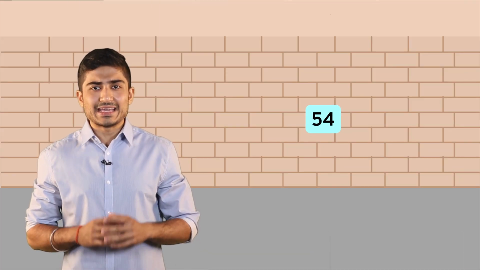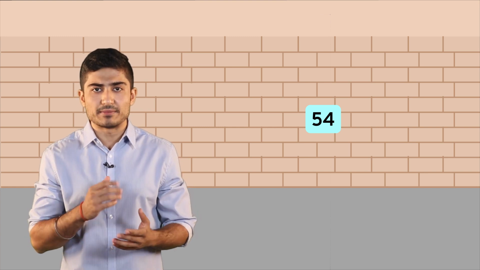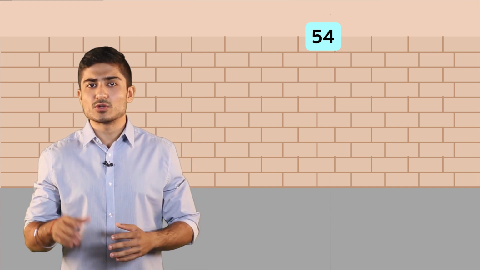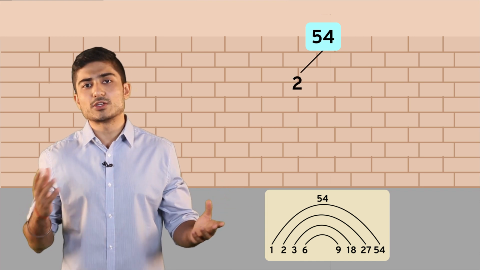Let's draw the factor tree for the number 54. The aim is to keep splitting the number until we finally get all splits as prime numbers. Keep the number 54 at the top, and branch out 54 into any of its factor pairs. Let me take the factor pairs 2 and 27.